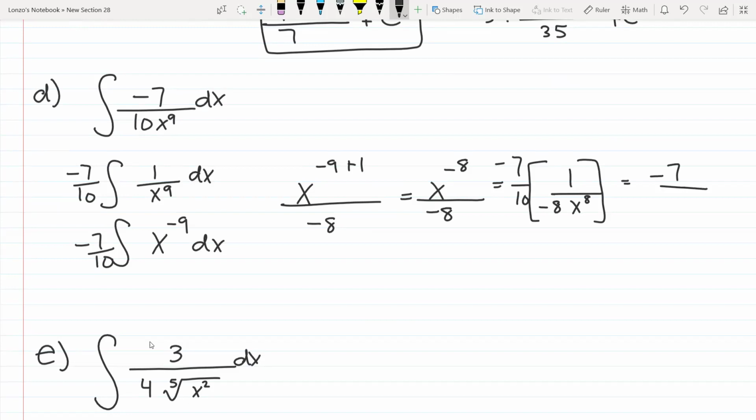So this would be negative 7. 10 times negative 8 is negative 80. Two negatives becomes a positive, so that's 7 over 80 x to the 8th plus c. And then can this 7 over 80 be reduced? I don't think so. No. So that would be your final answer.